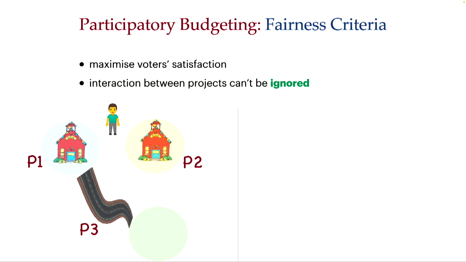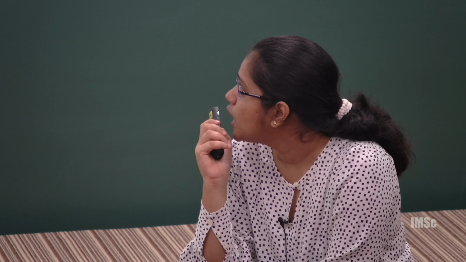Let's say we had these 3 projects. Two projects are building schools in some area which are geographically close to each other, and the third project is to build a road from this green region to that P1 region. If we look at this voter who likes P1 and P2 and is living in the middle, it's fine even if only one of them is a school. And let's say there are a lot of voters of this type.